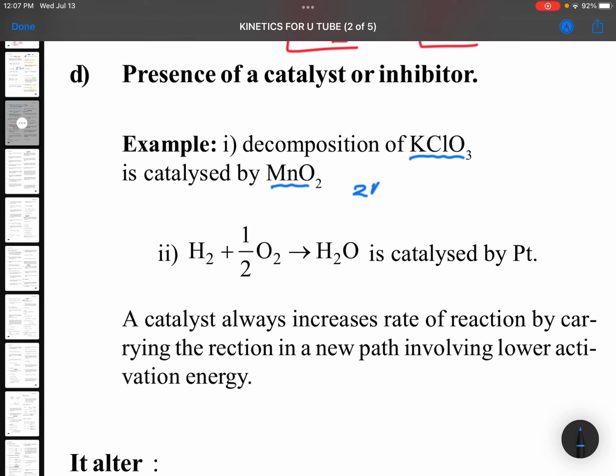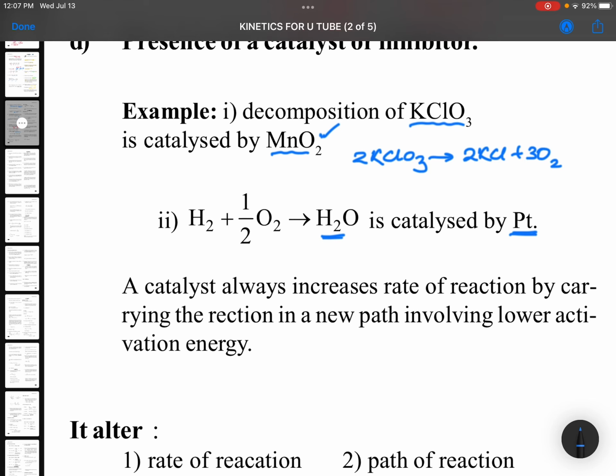Now remember this reaction, this is also very important. 2KClO3 gives rise to 2KCl plus 3O2. This reaction is slow, but if you add MnO2, that reaction will become fast. H2 plus O2 gives rise to water. As we discussed just now, water formation is very tough, not easy, but it is catalyzed by platinum.